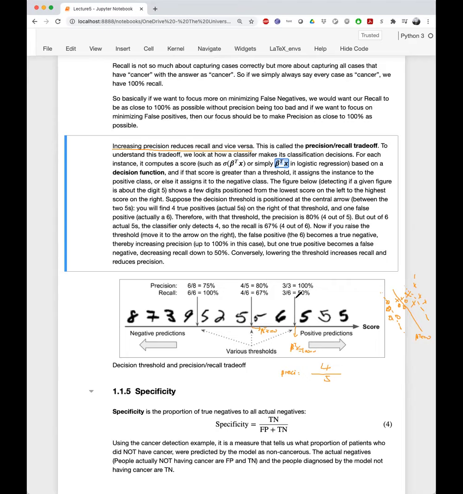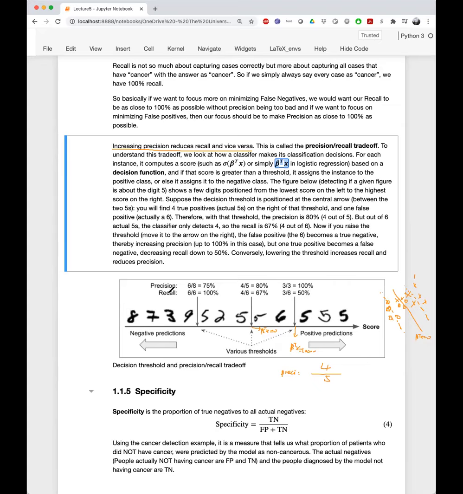If we move our threshold to here, what's the precision? It's 3 over 3. We have 3 cases where the model predicts 5, and all of the predicted cases are correct. So it's 3 over 3, so that's 100%. So you can see the increase of the precision. And if you move the threshold here, actually reduce the threshold, the precision actually gets pretty bad, because 1, 2, 3, 4, 5, 6, 7, 8, you predicted 8 cases to be 5, but only 1, 2, 3, 4, 5, 6 of the 8 cases are correctly predicted. So it's 6 over 8.